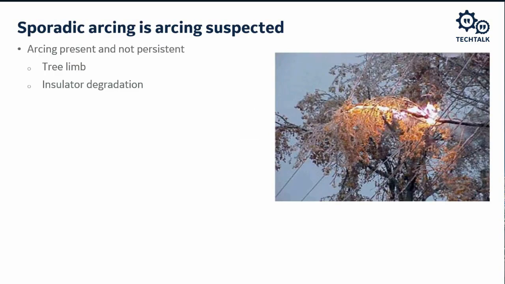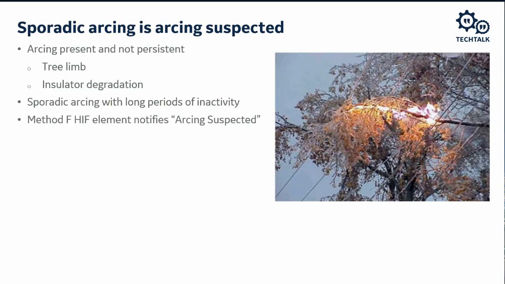In some cases, arcing is present, but it's not persistent. For example, when it's caused by a tree limb contact or an insulator degradation. Arcing typically is present intermittently, interspersed with relatively long periods of inactivity, such as minutes. In these cases, arcing can be affected by factors such as the motion of a tree limb or the moisture and contamination on an insulator. Conditions such as these, characterized by many brief occurrences of arcing over an extended period, for example from a fraction of an hour to 1 or 2 hours, lead the HIF element to recognize and flag an arcing suspected event.